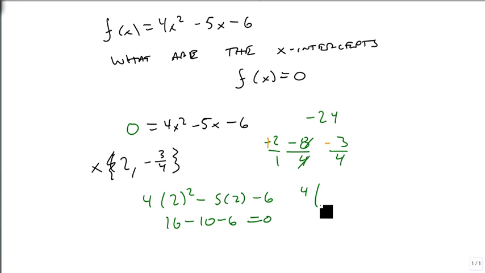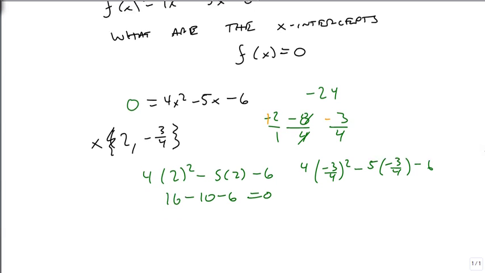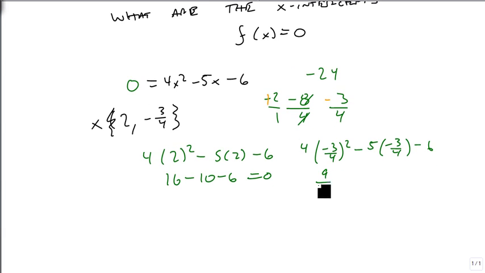The minus 3/4 squared minus 5 times minus 3/4 minus 6. Looks like we're going to want everything in fourths because this is 9/16 times 4, which reduces to 9/4 plus 15/4 minus 24/4, and 9 plus 15 is 24, and 24 minus 24 is 0.